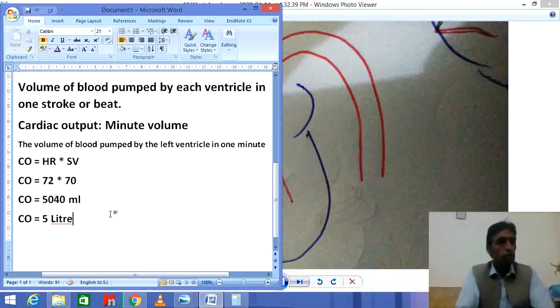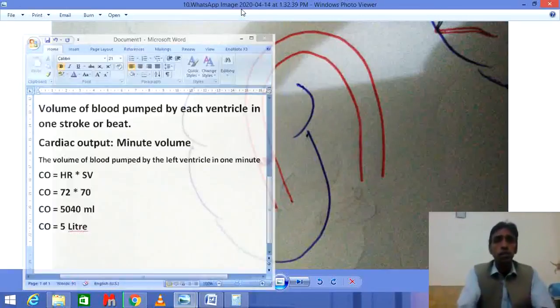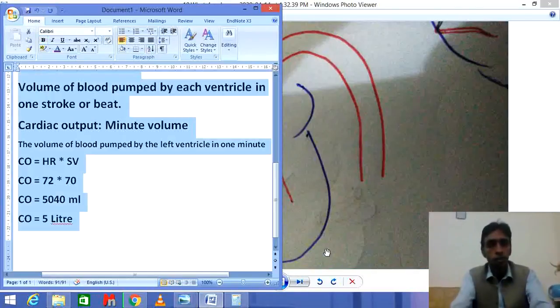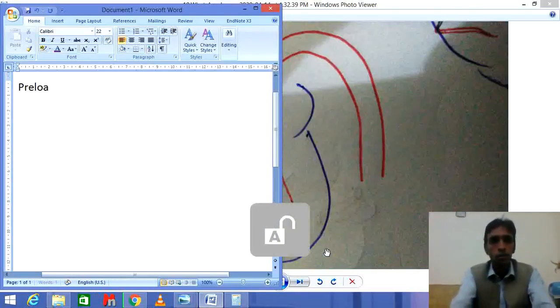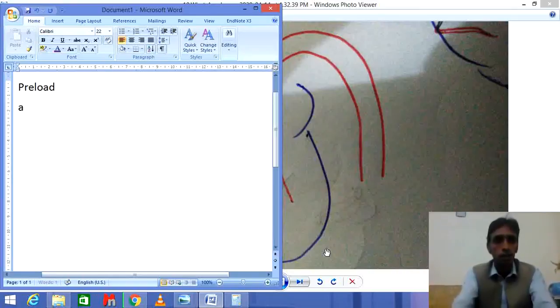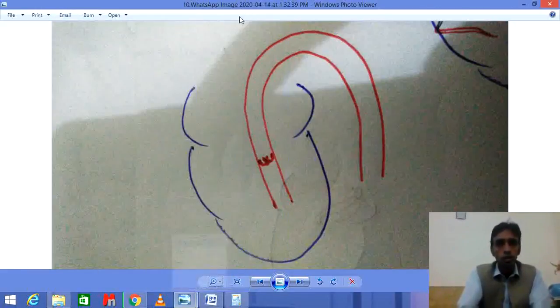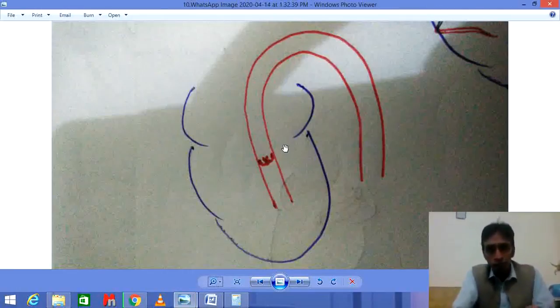So these were a few terminologies. Another terminology: preload and afterload. What is preload and afterload? Preload and afterload are very important to learn. Preload is actually, you will write the definition by yourself.